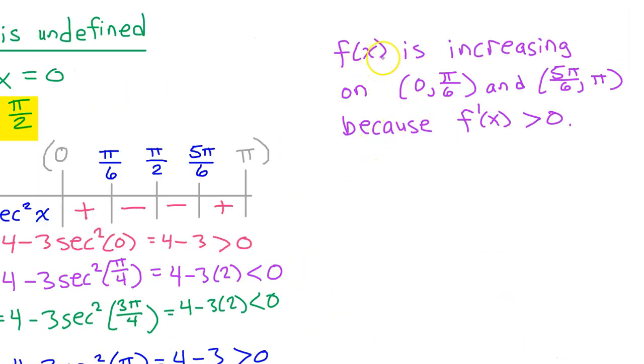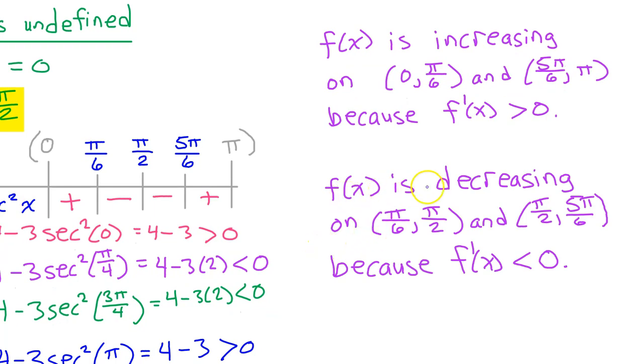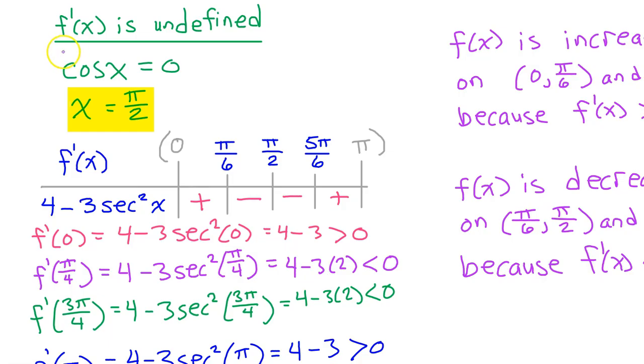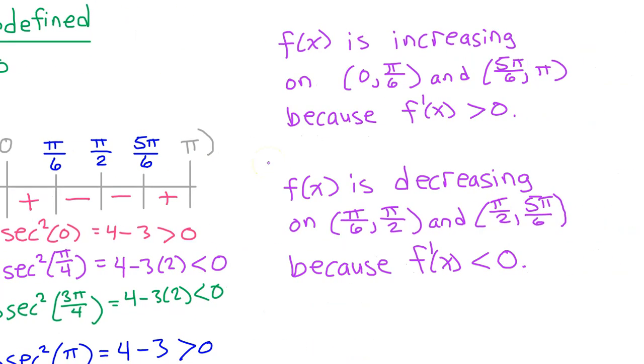So we begin by saying f of x is increasing on the interval from 0 to pi over 6 and on the interval from 5 pi over 6 to pi because f prime of x is positive. And we say f of x is decreasing on the interval from pi over 6 to pi over 2 and pi over 2 to 5 pi over 6 because f prime of x is negative. Again, you cannot write this as one big interval from pi over 6 to 5 pi over 6 because right at pi over 2, f prime is undefined. It is not negative. So that's it.